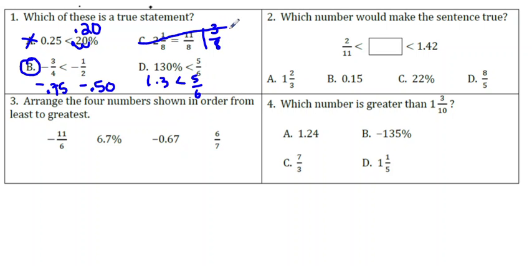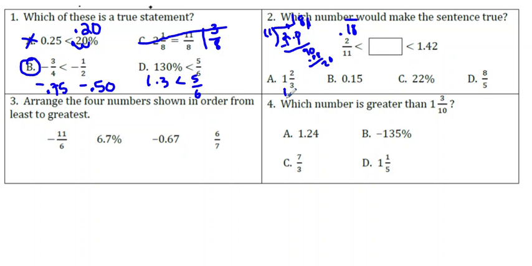All right, number 2, you're looking at what number could go in the middle. In other words, the number you put in the middle has to be bigger than 2/11, but smaller than 1.42. So what you're going to do, 2/11, if we do the math, 11 goes into 2. It goes into 20 once, so I have 11. And then I have 9, bring down a 0. Then I have 8, which is going to be 88. Which is a 2 again. So 2/11 is 0.18 repeating.